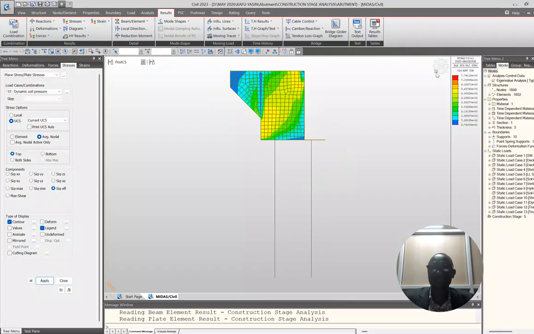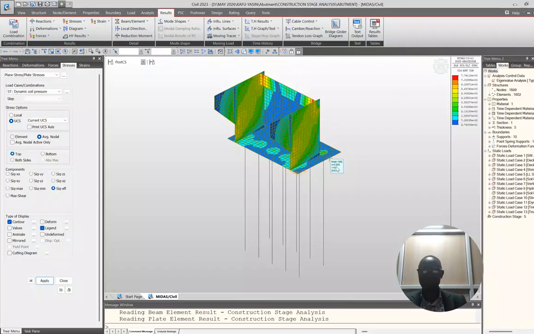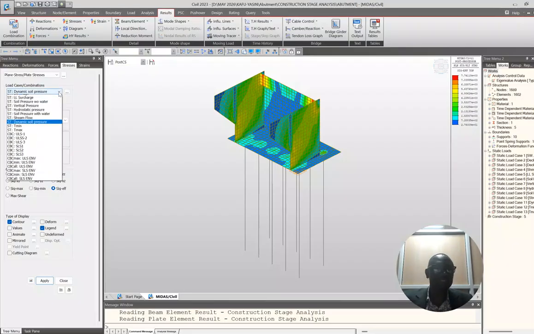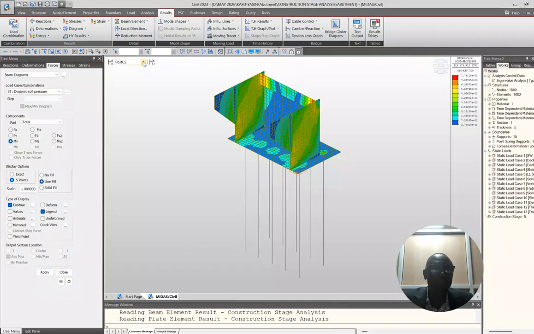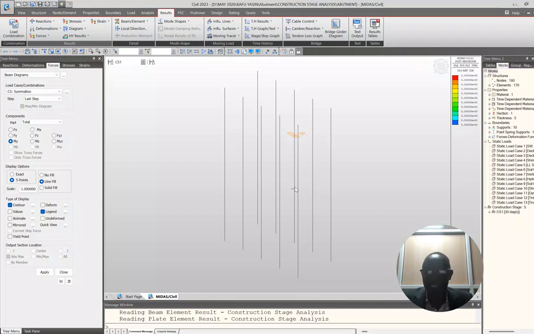So you are able to view the construction staging. You have seen how it was built up, and definitely if you want to see the build up, that is what was done. Also you can look at the different applied loads, especially if we are to do this from construction stage 1, you are able to see the moment build up, the beam diagram.